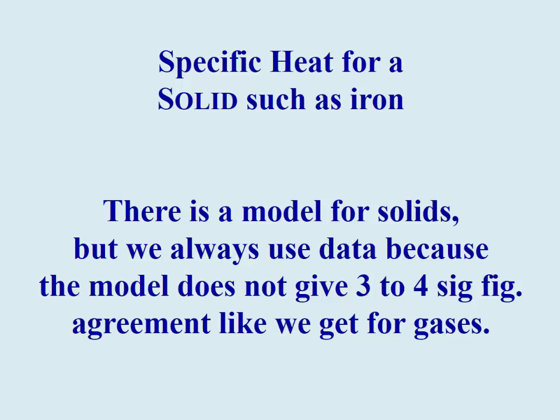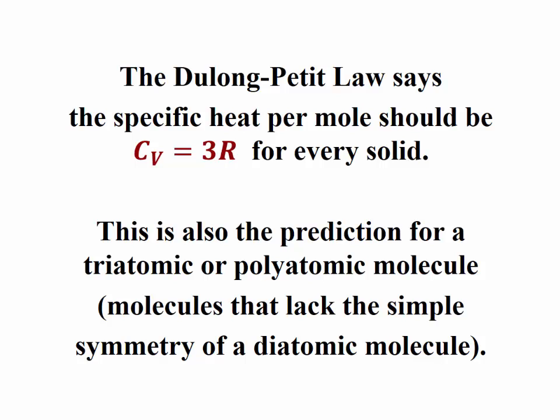Solids aren't quite as simple. There's a model for solids, but we always use data because the model does not give 3 to 4 sig fig agreement like we get for gases. In fact, iron happens to be one case where it works pretty well. The model is called the Dulong-Petit law. It says that the specific heat per mole should be about CV equals 3R for every solid.